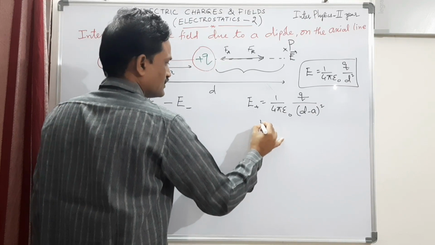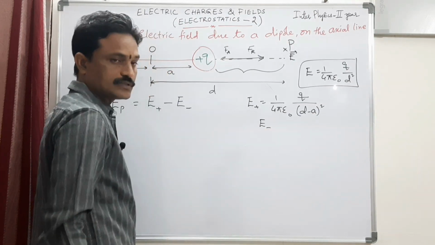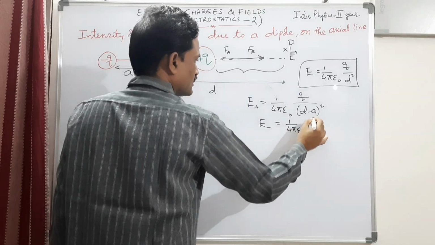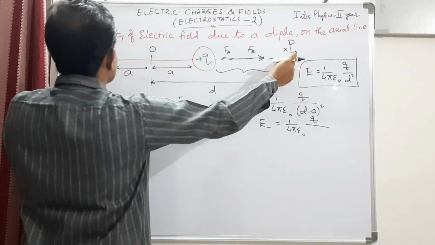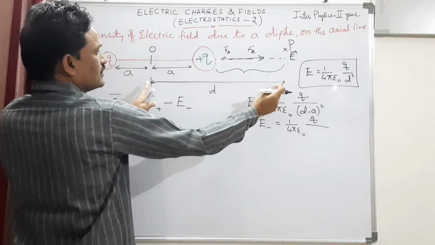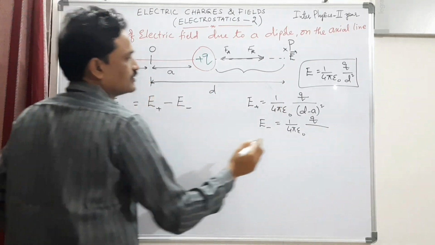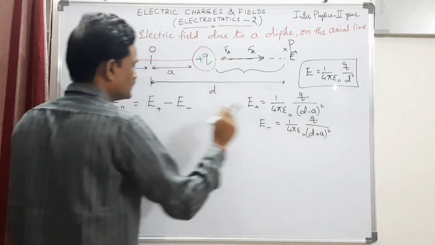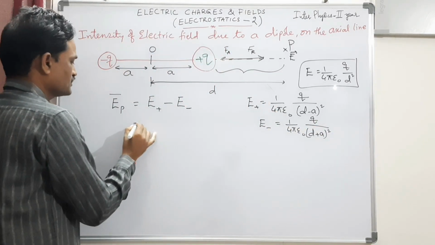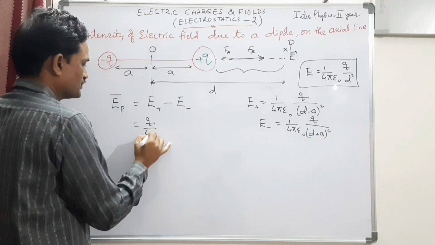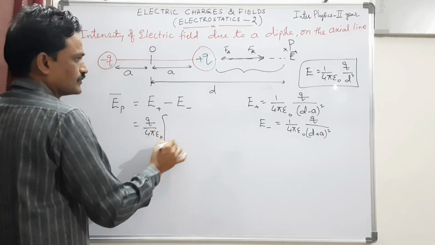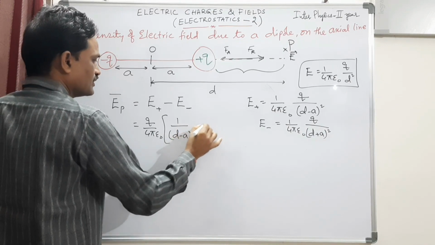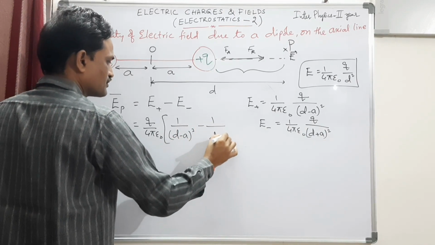Now, the intensity of electric field due to the negative charge of the electric dipole is given by 1 by 4 pi epsilon naught q by this distance. This distance is equal to d plus A, so I can write this as (d plus A) whole square. Now, I substitute these two in this. So it becomes, I can take q by 4 pi epsilon naught common, into 1 by (d minus A) whole square minus 1 by (d plus A) whole square.